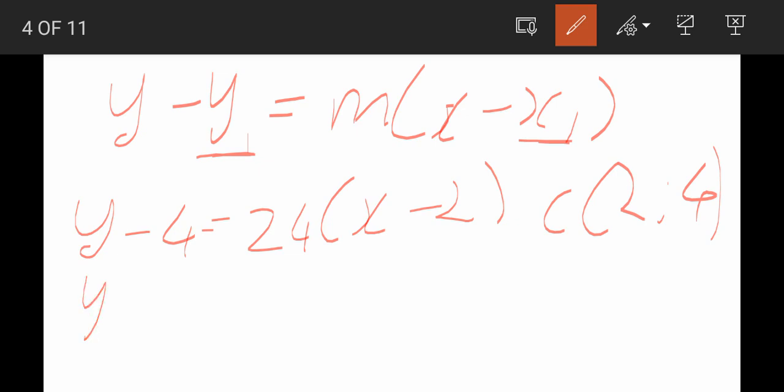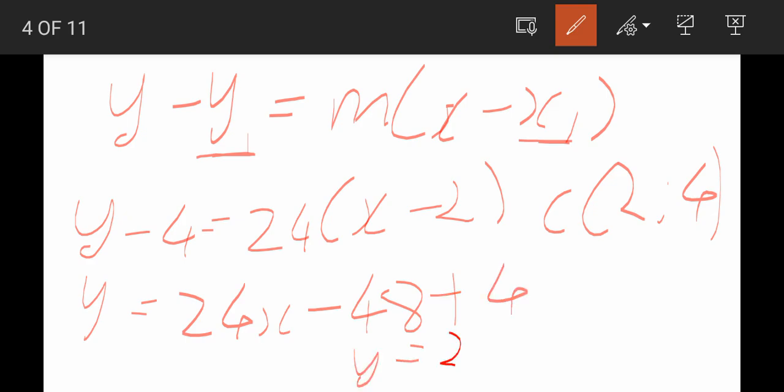Then you do your math. 24x, then 24 times negative 2 is going to be negative 48. Then transpose that, 4 plus 48. Then now you have y is equal to 24x minus 44. That's the equation of your tangent, right? Nice one.